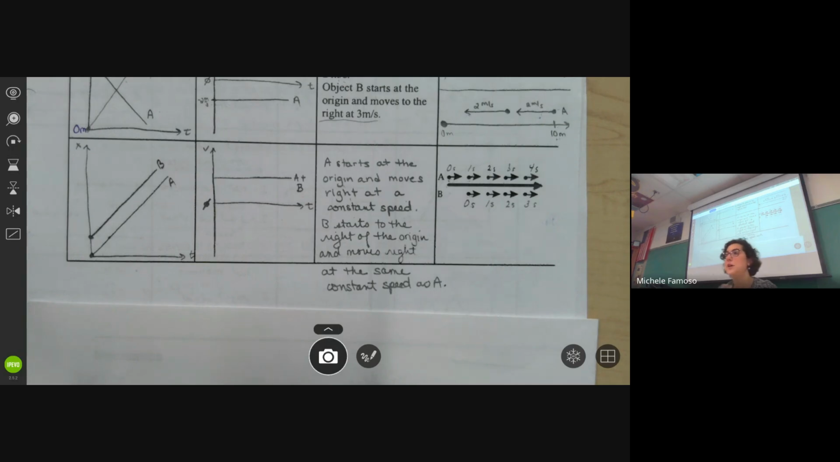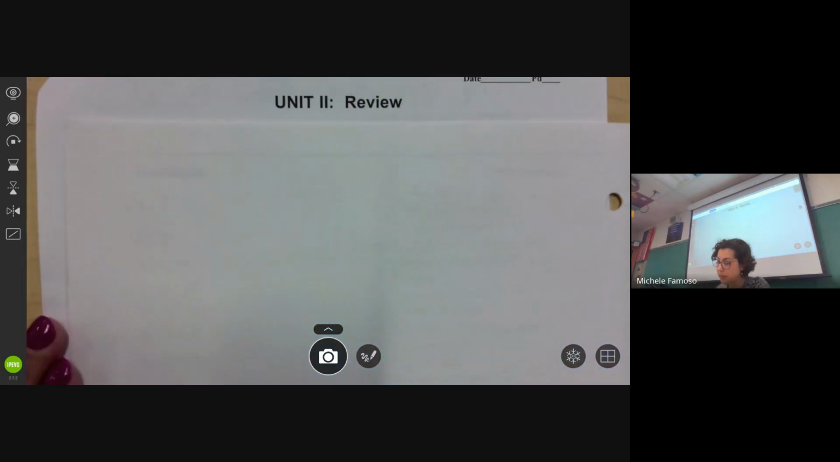All right, any questions on those 2 pages where you had to kind of match up all those different descriptions for the same motions? All right. Then let's look at this page, Unit 2 review.